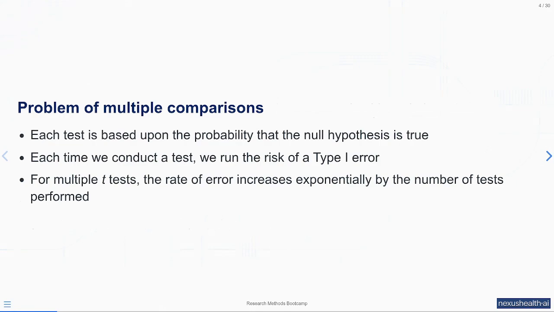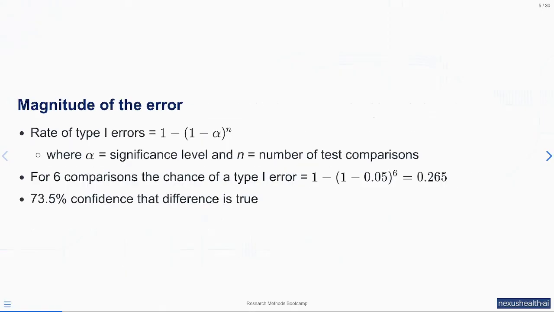Each test is based upon the probability that the null hypothesis is true. So each time we conduct a test, we run the risk of committing a type 1 error. Therefore, for multiple t-tests, the rate of error would increase exponentially by the number of tests that were performed. As an illustration of that, the rate of type 1 error is given to us by the formula we see, which is 1 minus alpha raised to power n, where alpha is our significance level and n is the number of test comparisons.